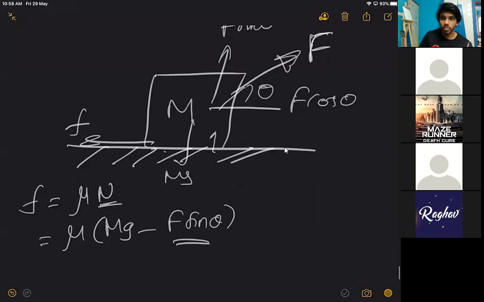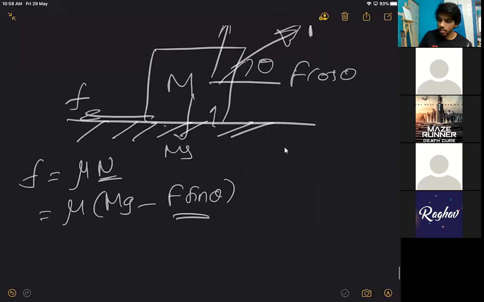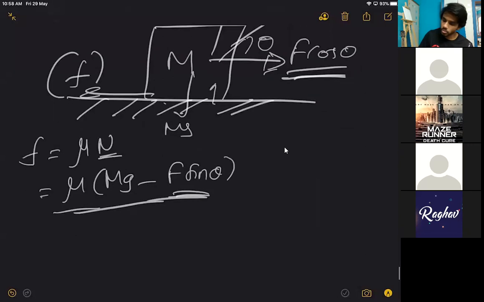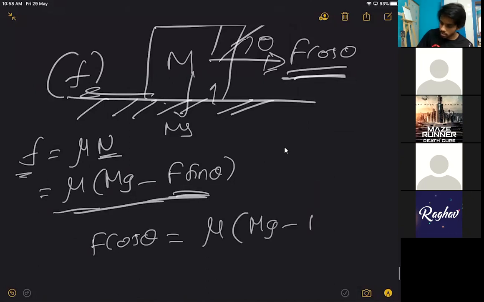This is the point a lot of people miss, okay? The friction value is mu times mg minus F sin theta. Now for the block to slide, this F cos theta must be equal to friction. So I'm going to write that F cos theta equals friction. So friction goes like mu times mg minus F sin theta.